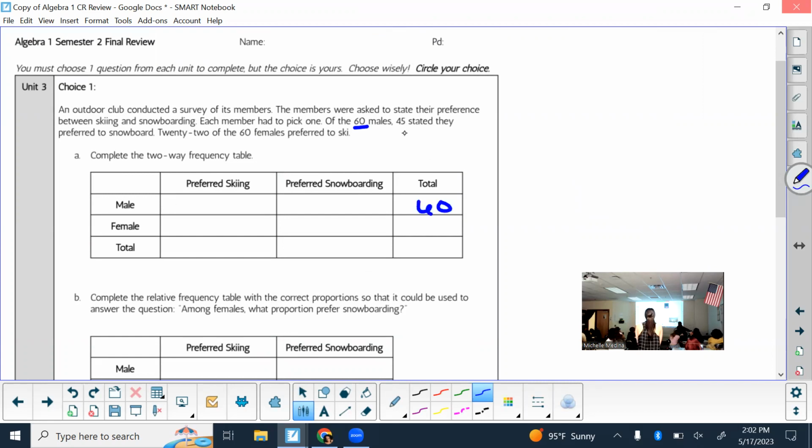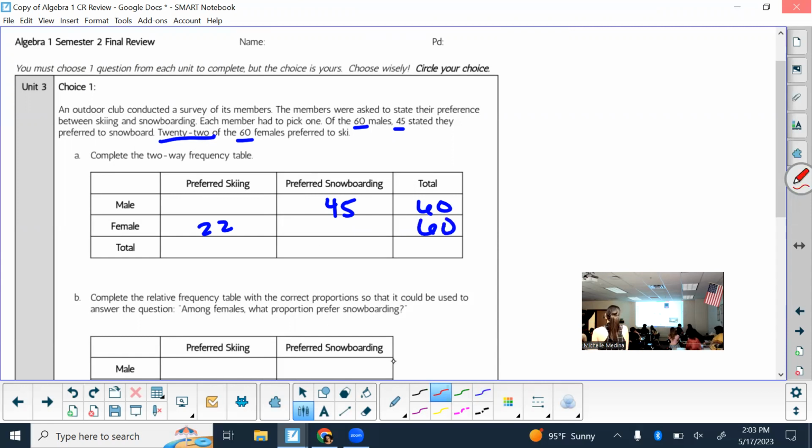Okay. And then 45 stated they preferred to snowboard. So where do I put the 45? Okay, there's multiple. Okay. So then 22 of the 60 females preferred to ski. Where do I put the 22? Okay, there. And then 60, where do I put that? So over here. It doesn't tell me anything else, right? It doesn't. How do I fill in the rest of it? What can I fill in from what they told me?